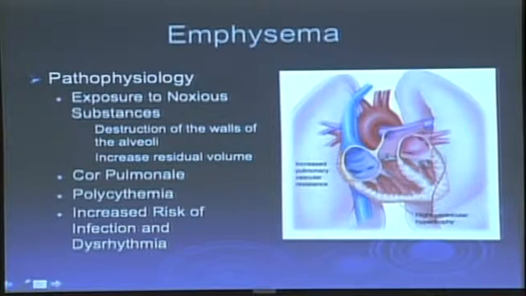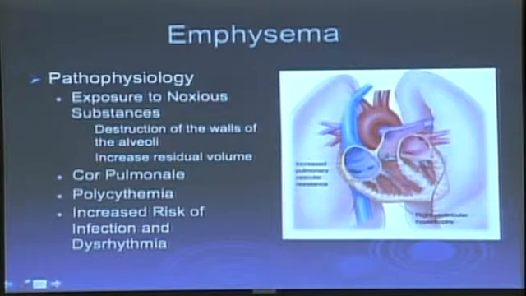They develop polycythemia. Polycythemia means your red cell count goes up. If you're not getting enough oxygen through your lungs, one of the ways to compensate for that is to increase the red cell count to carry more oxygen.